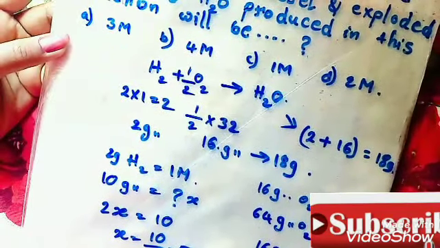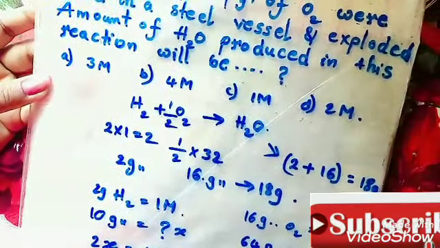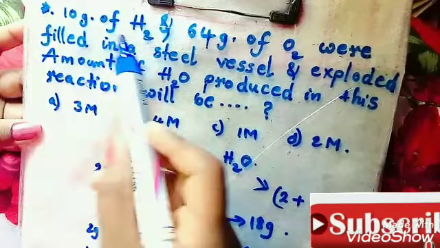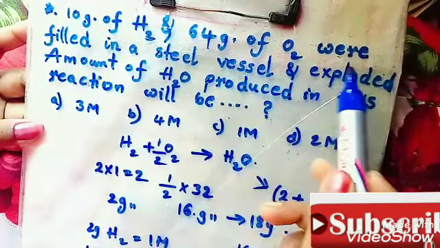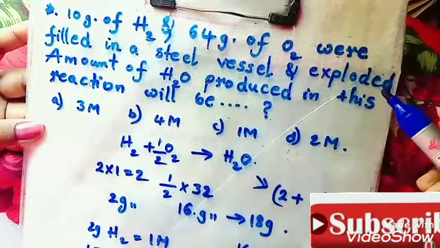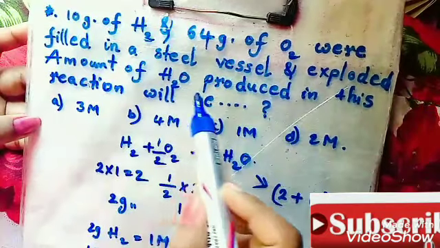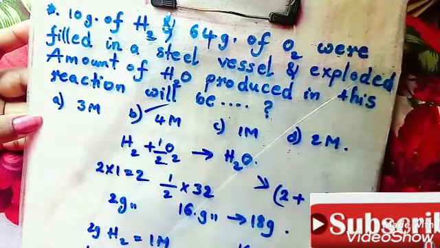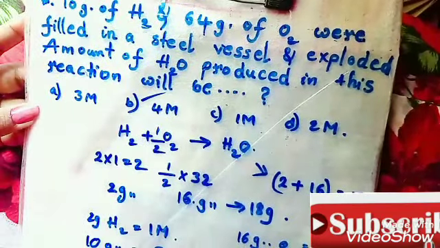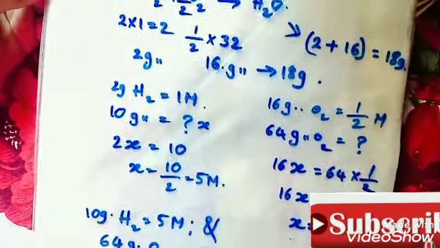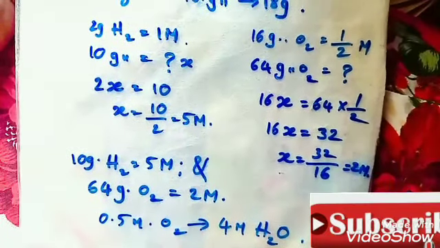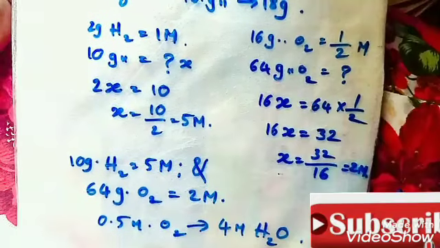See students, coming to the answer. What they have asked in the question: 10 grams of H2 and 64 grams of O2 were filled in a steel vessel and exploded. The amount of water produced in this reaction will be 4 moles of water. So this is the simple calculation. Okay students, I hope you understood this solution.